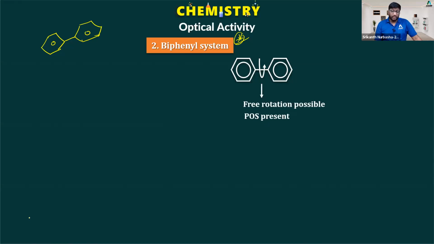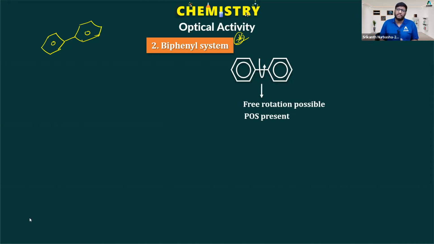Look at the biphenyl. One biphenyl is present in this fashion, like one hand. Other biphenyl, other hand like this. They have a carbon-carbon single bond. So these two are connected by single bond. So free rotation is possible. I can rotate one phenyl group with respect to other phenyl group. So if you consider a plane which is containing both the phenyl group, that is a plane of symmetry. So plane of symmetry is present.